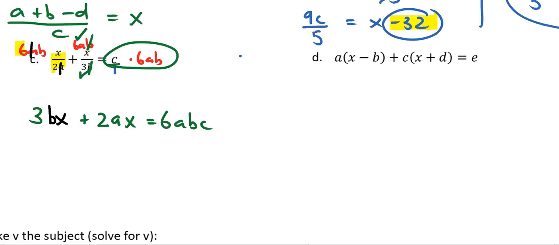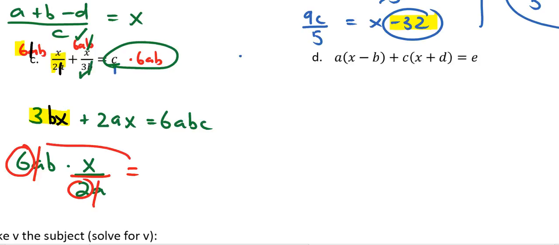If you're not sure how I got this 3bx, let me repeat that one more time. I had 6ab, and I was multiplying that with x over 2a. The first thing I did was this a and that a cancel off, and then I found this part, which was 6 divided by 2. That gives me the 3 there, and then the b and the x that's left over. So that's how I get the 3bx.